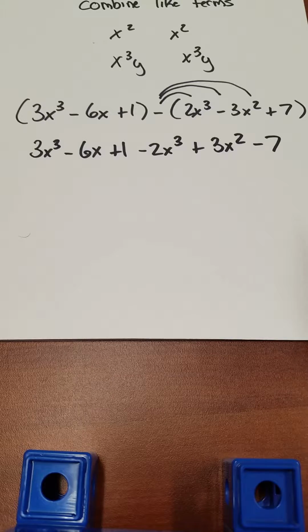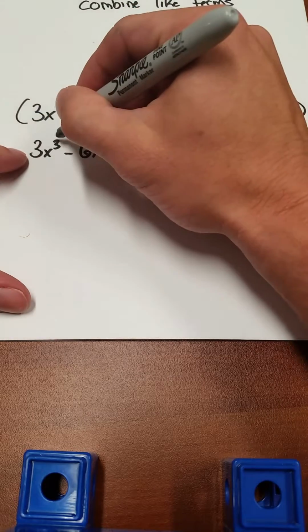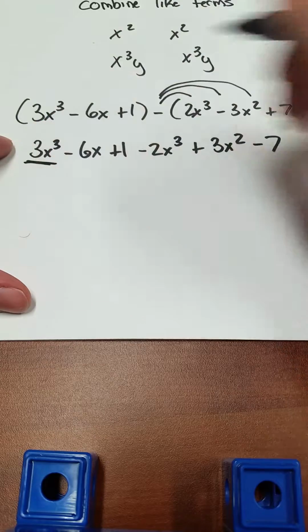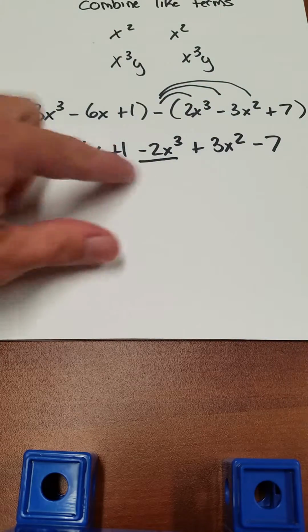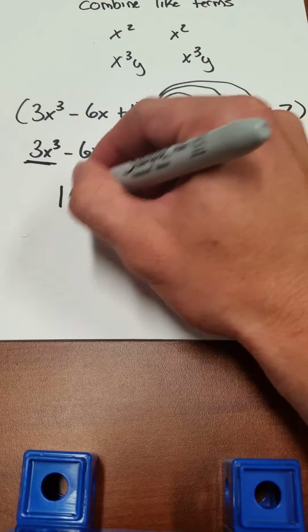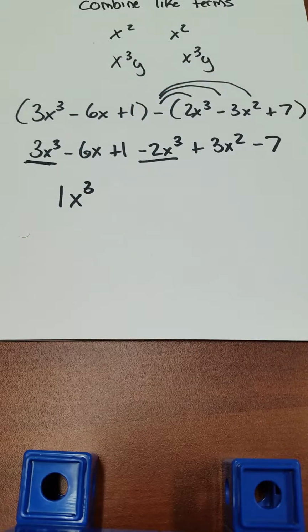So look at your highest exponent. Well, the highest exponent is 3. Okay, so I have a 3x cubed there. I have a negative 2x cubed there. Well, 3 minus 2 is just 1x cubed. You don't have to put the 1 if you don't want to.